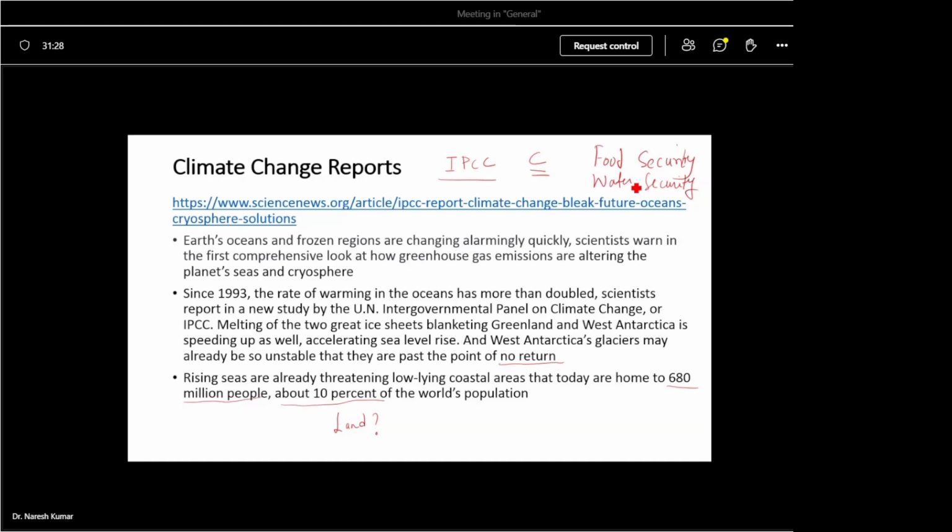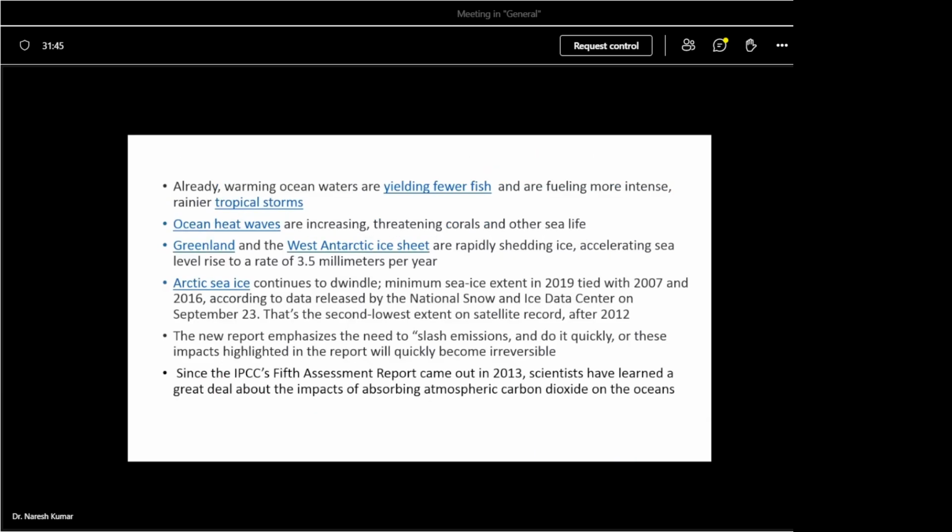And then this food, water, energy nexus. The UN is doing a lot of work on this food, water, energy nexus. So the problem is the yield of the ocean is going down. Okay, this is already happening. There are very few fish. And then we have these tropical storms, which are getting quite frequent.